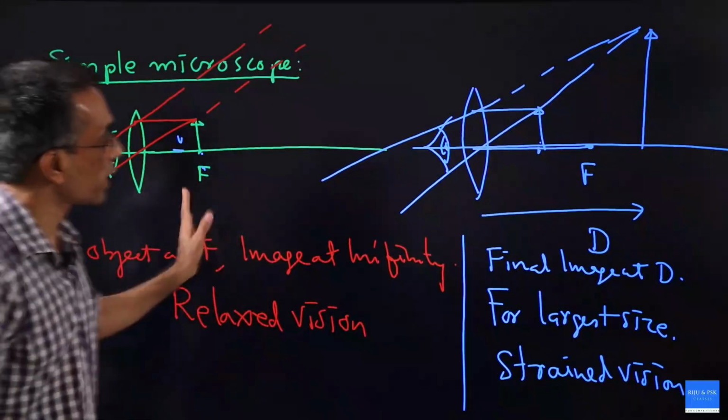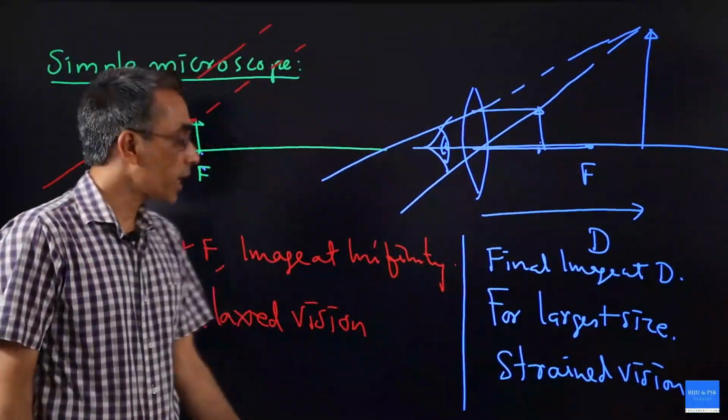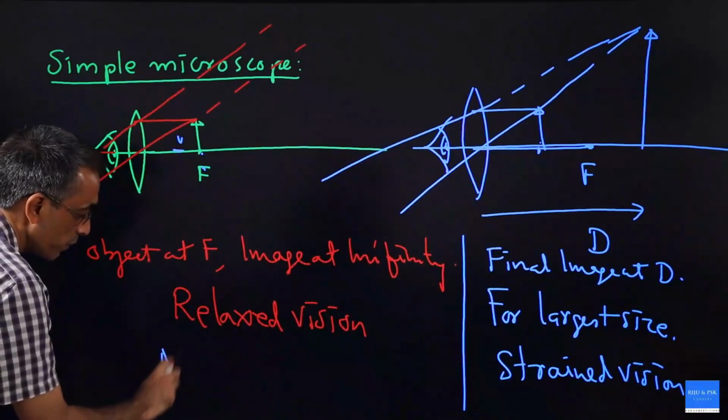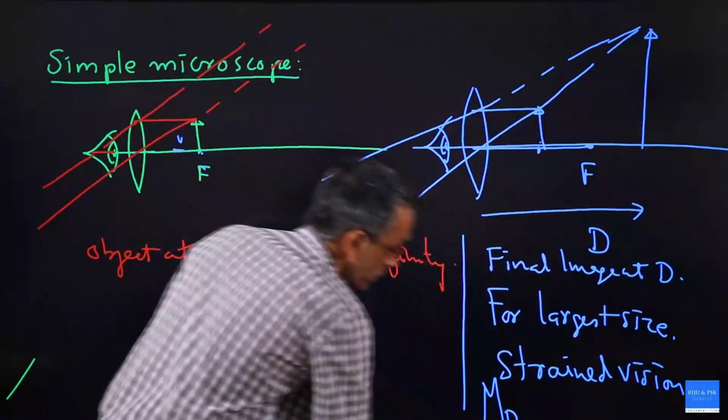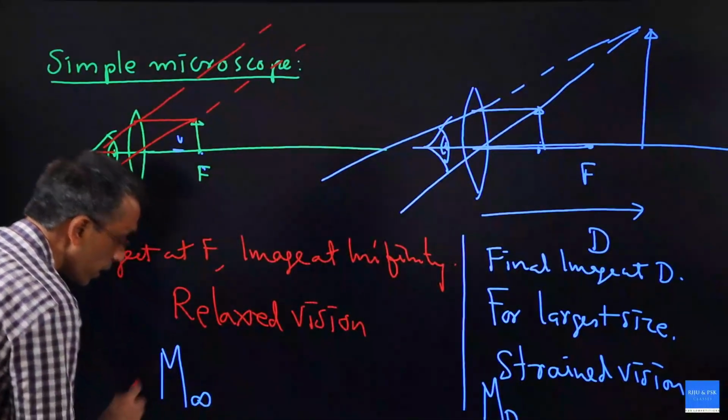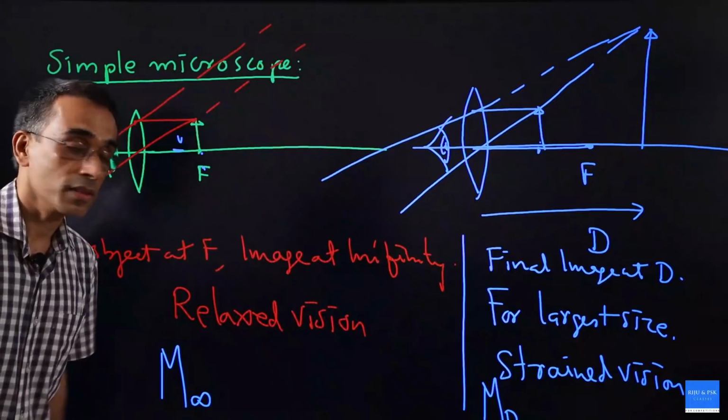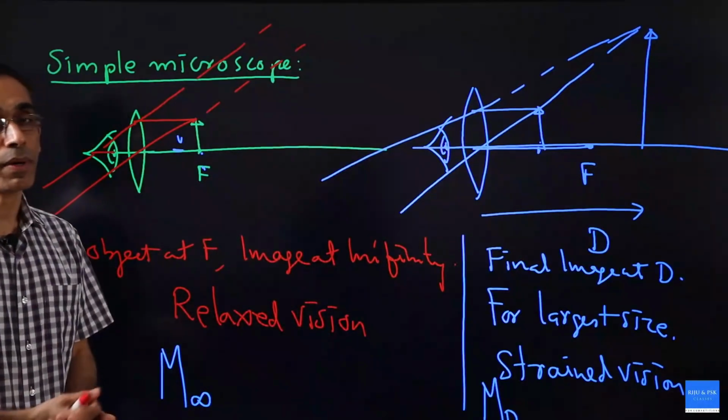In our syllabus, we will take up only these two extreme cases, and we will derive the equation for magnification in this case and magnification in this case. We call it magnification at D. This is called magnification at infinity. That is what we are going to do next: derivation of these two magnifying powers.